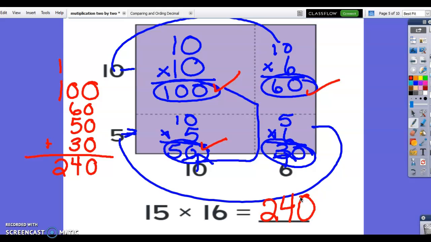And again, I went through that really fast. So if you need to pause the video at any point in time, please do so now to make sure that you have it drawn out.